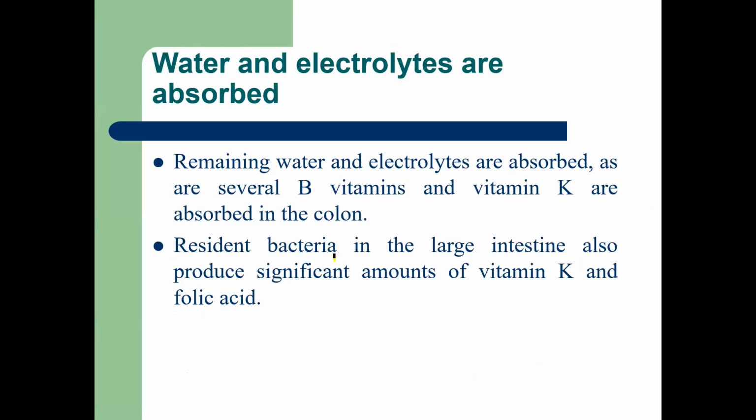So it gets absorbed in the large intestine. You have, first of all, several fat-soluble vitamins that will be absorbed. So vitamin K is absorbed. Vitamin K is produced by bacteria in the GI tract. If you get it from your diet, it's also absorbed there. Some B vitamins like B12 also get absorbed there.